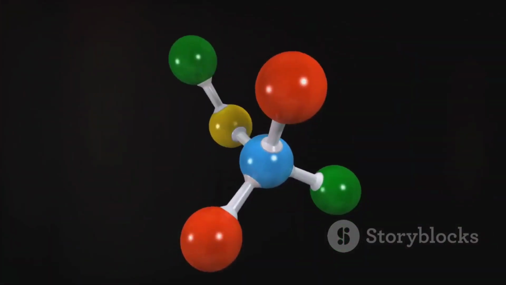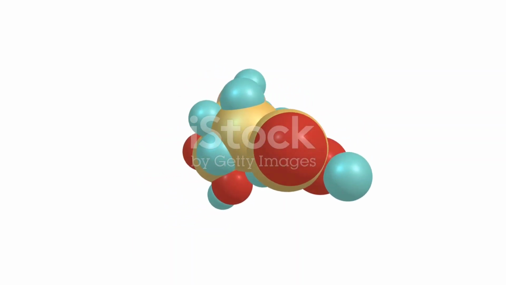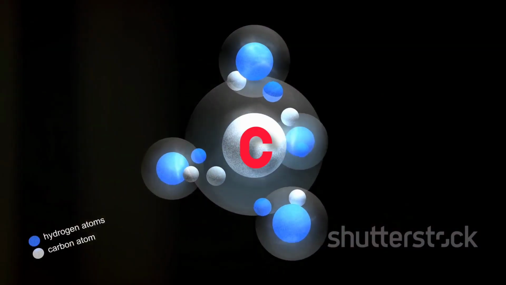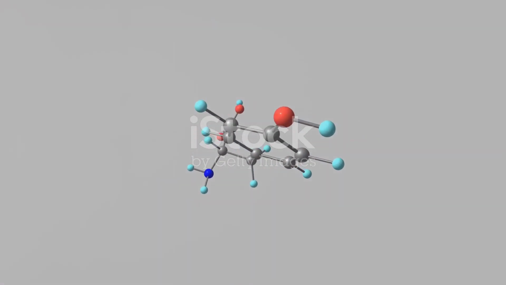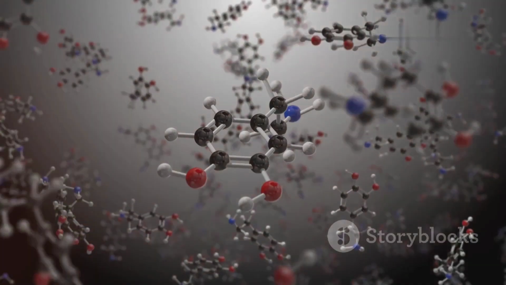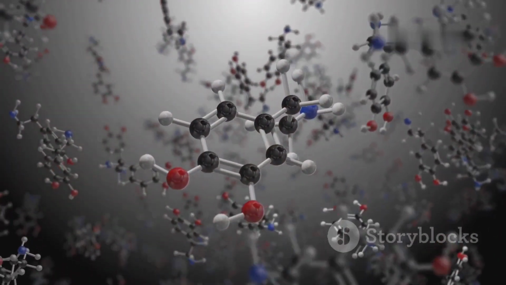Let's get down to the basics and examine the structure of an amino acid. Picture a central carbon atom, which we call the alpha carbon. This alpha carbon is like the central hub of our amino acid molecule. Attached to this alpha carbon are four important groups.